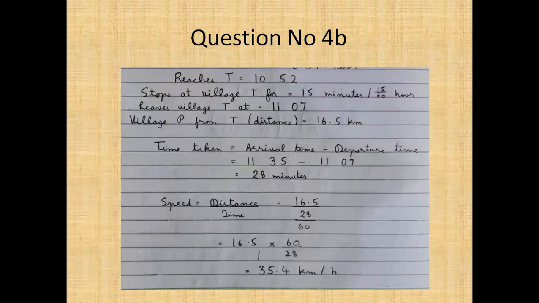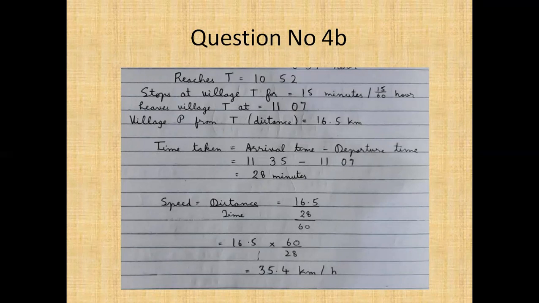Then he stops at the village T for 15 minutes, and so 15 minutes will be added to 10:52. So you will have 11:07. Okay, so the time will be 11:07. He's in the village T. Then he will be coming back from P to T, so the distance is the same, that is 16.5 kilometers. The time of arrival in P is 11:35.